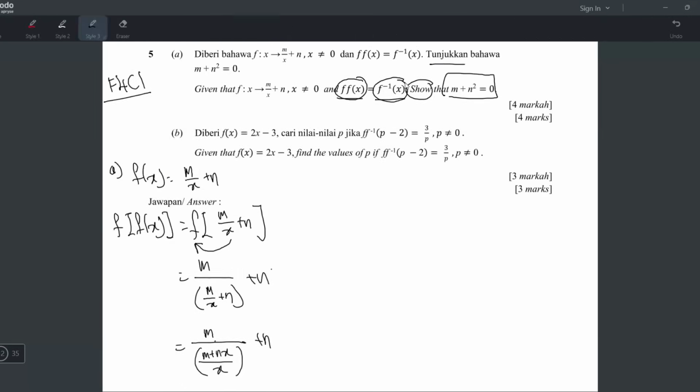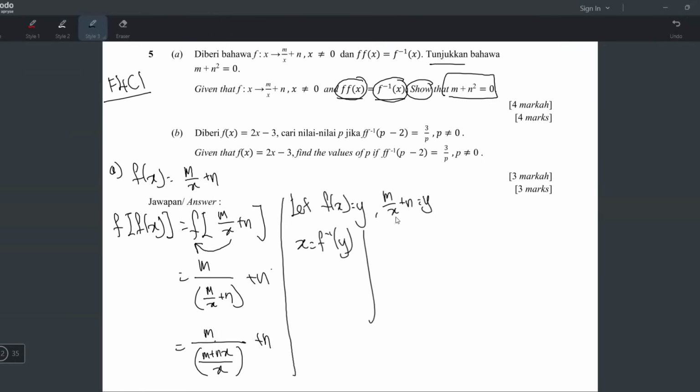Now the next step is to find the answer for f inverse. The way I always teach my students to find f inverse is to let both sides equal y. So the left side is f(x), let that equal y, and the other side, m over x plus n, also equals y. And then we find x. So your x will be f inverse y. So now my job is to find x, and then the x you can replace with f inverse y.